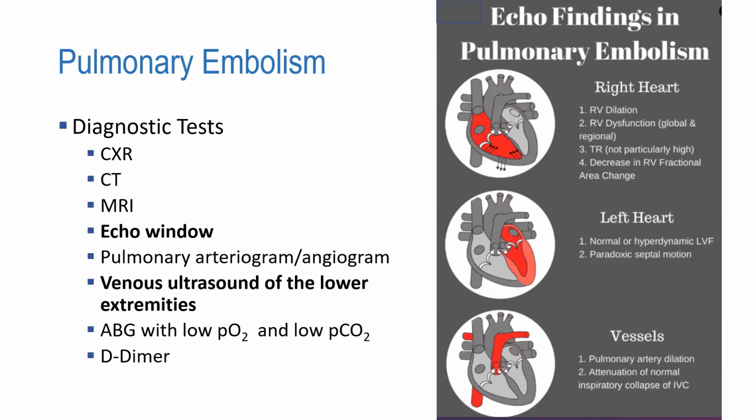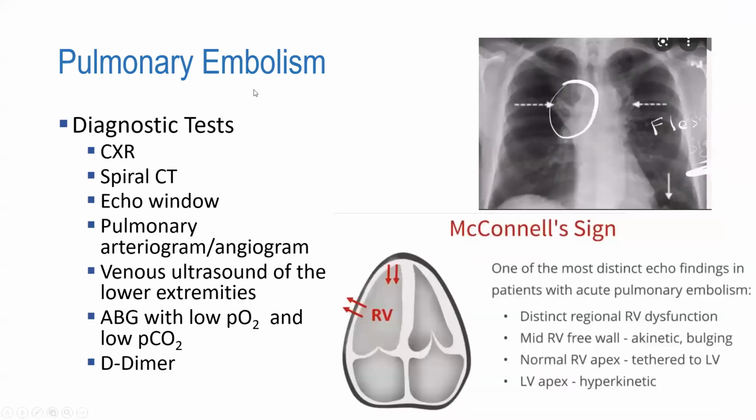All right, so let's just take a quick look. Okay, so there may be some reference to McConnell's sign. McConnell's sign is something that we always look at on echocardiogram. And when we have an acute pulmonary embolism, remember what we're seeing: we have a large RV.